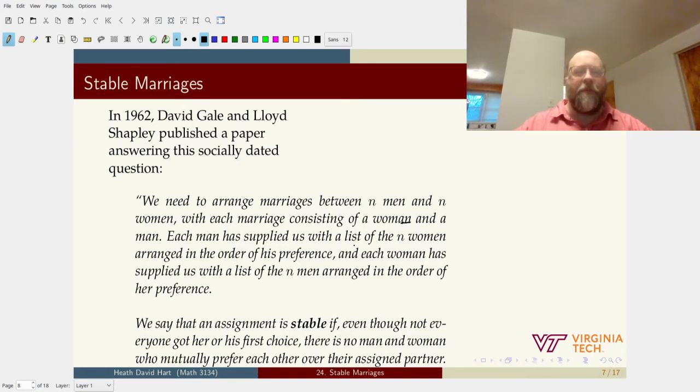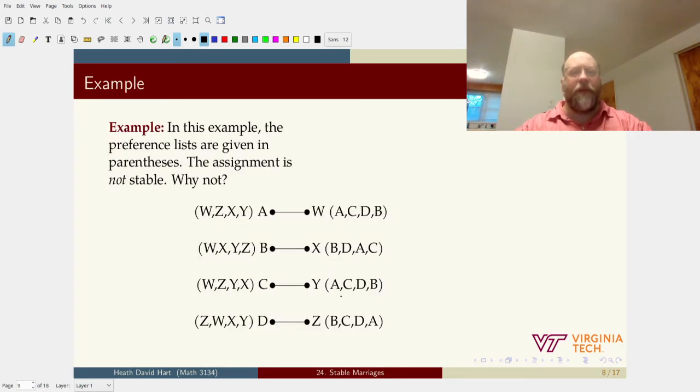And the men have ranked the women in order of preference, the women have ranked the men in order of their preference, and we say that we have made a stable assignment if, even if somebody didn't get their first choice, there is no man and woman matched up to others who would mutually prefer each other. There's no mutual preference that would be better. That's the idea. So let's look at this example.